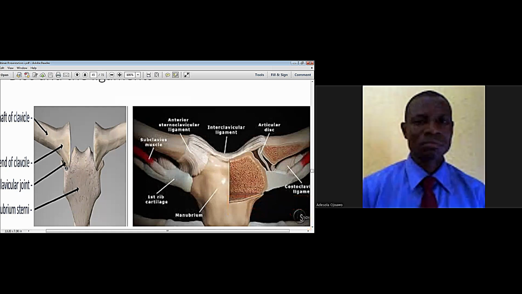This is the articulation that joins the clavicle, and with it the shoulder, to the sternum. Here we have the cartilage. We call it the articular disc. That's what we are seeing here. I think you can see my cursor. This is what allows the articulation to be more stable.